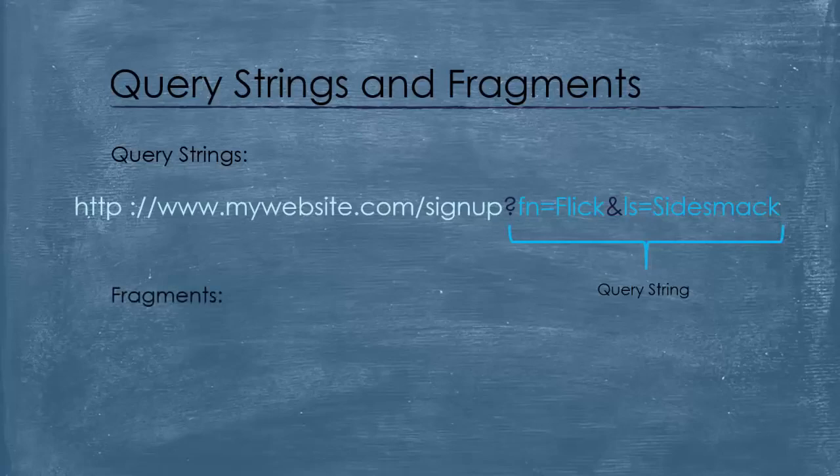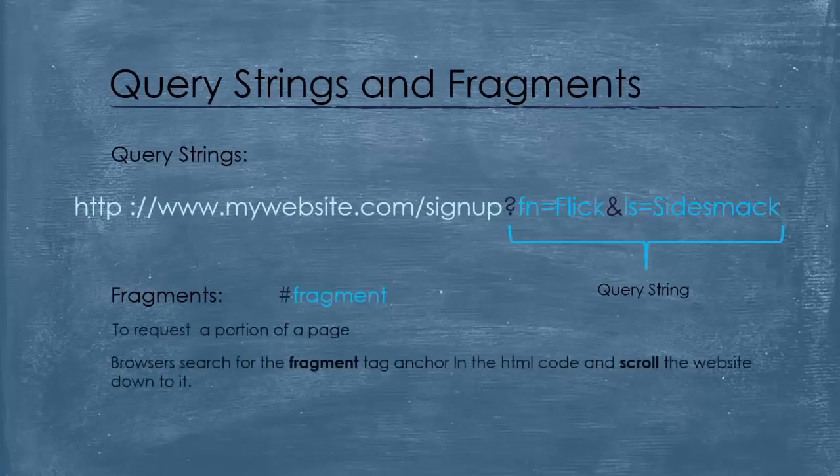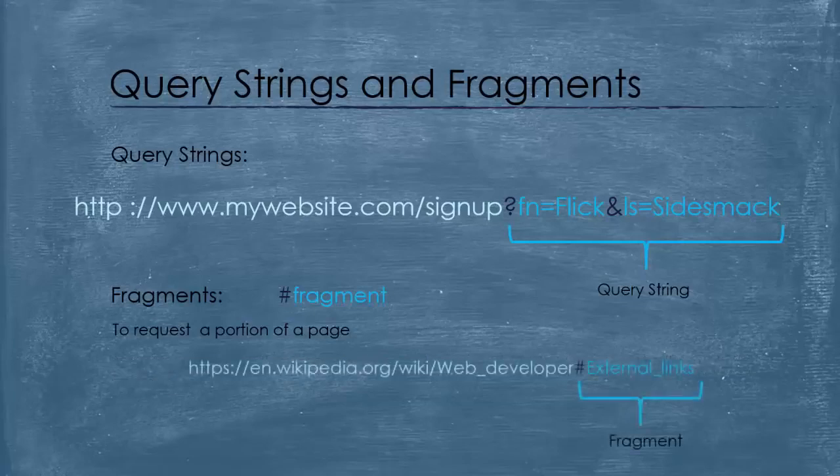Fragments are always at the end of the URL. You can identify a fragment by the hash symbol before it. They are used as a way of requesting a portion of a page. Browsers will see the fragment tag anchor in the HTML code and scroll the website down to it. For example, this is a URL that contains a fragment from the Wikipedia website.